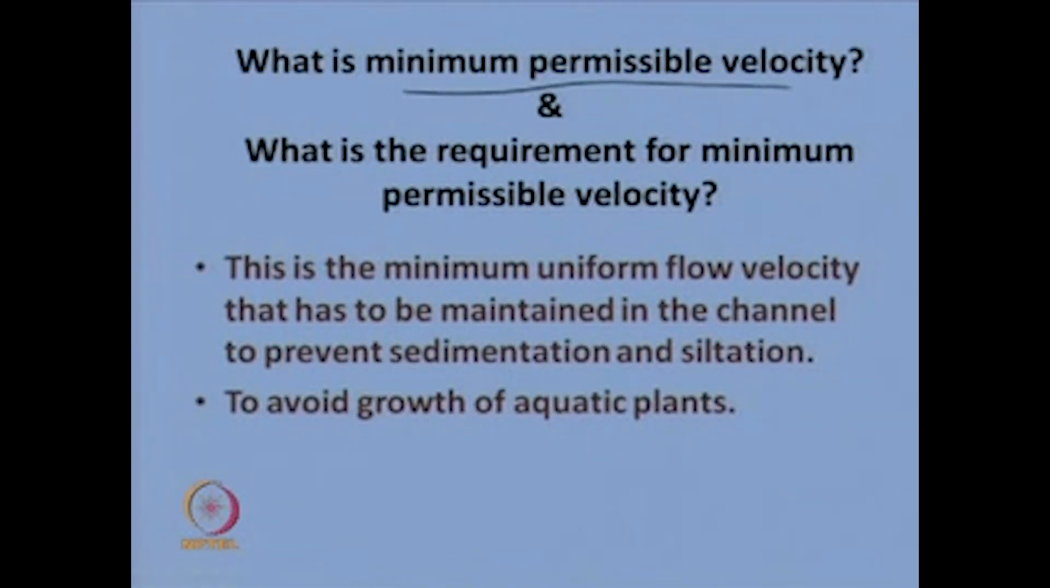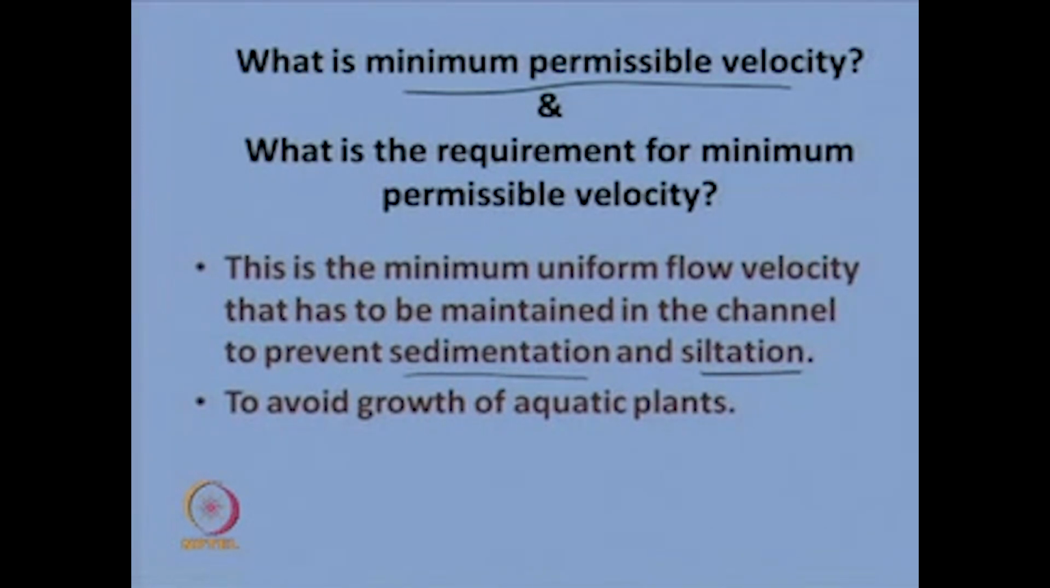The next factor which we suggested while designing the non-erodible channels was minimum permissible velocity, if you recall that. Now, I would like to ask you, what is meant by minimum permissible velocity and what is the requirement for it? We had already hinted earlier: the minimum uniform flow velocity that has to be maintained in the channel to prevent sedimentation and siltation. This is called the minimum permissible velocity for the designed non-erodible channel.